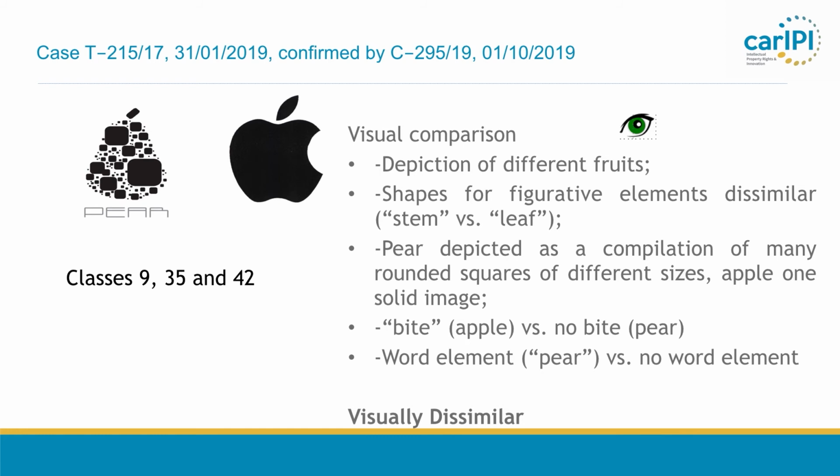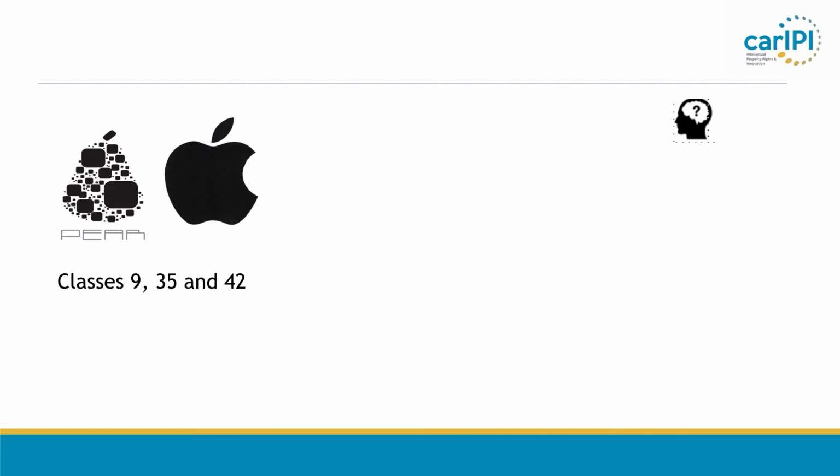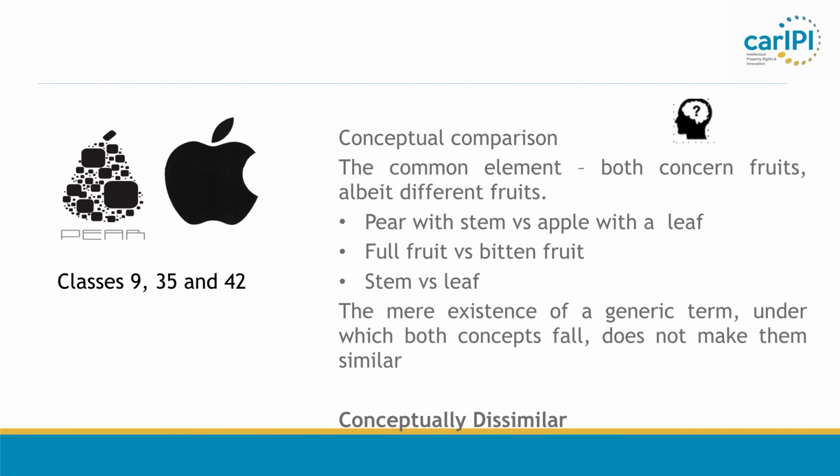And a very interesting part was also the conceptual similarity, because here the court found that the only common element is the fact that they both concern fruit, but they are different fruits, and the public would readily see it. So the concepts that the public could associate with these two are pear with a stem versus apple with a leaf, or a full fruit versus a bitten fruit. So the existence of this generic term under which both these concepts fall, so pear and apple are both fruit, is not sufficient to make them similar. And the court found them also conceptually dissimilar.